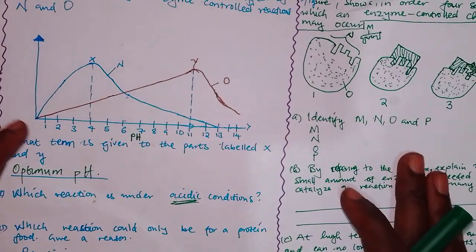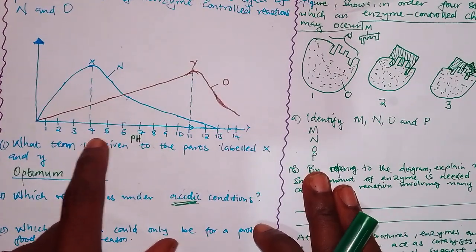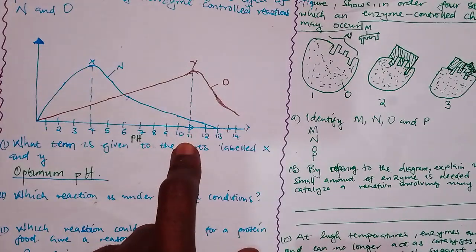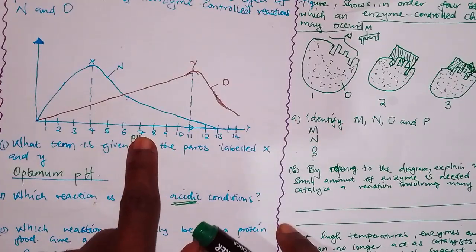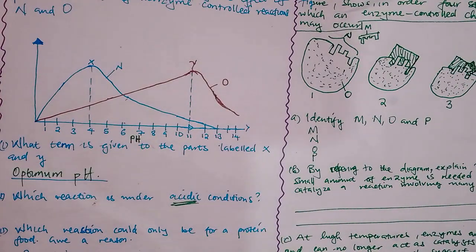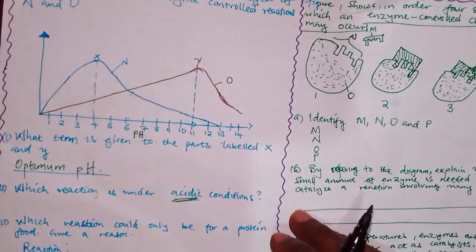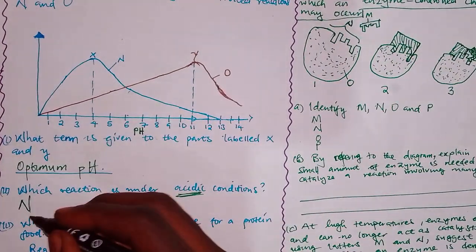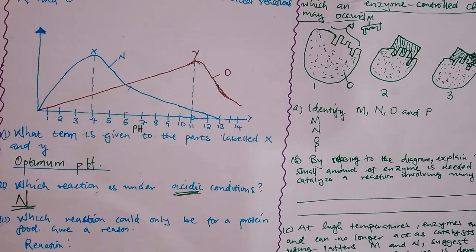If you look at the diagram, we have X, which is at 4, and we have Y, which is at 11. So X is below what? 7. So X is under what? Acidic condition. So the graph of N is under what? Acidic condition. Then the third question is saying which reaction could only be for a protein food?